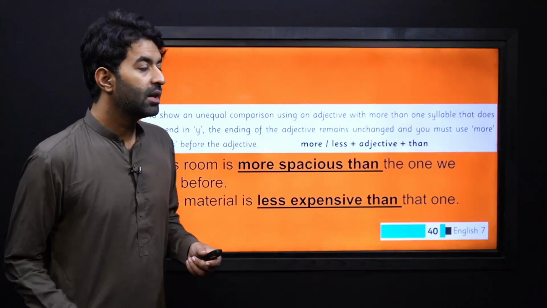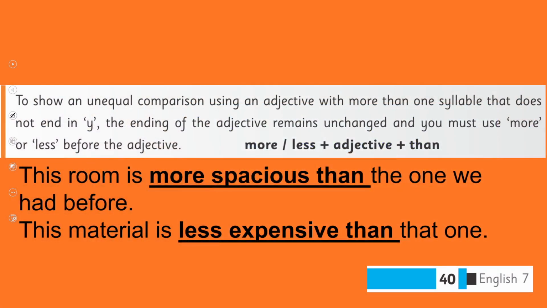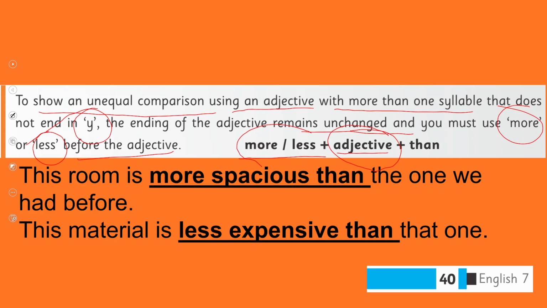Now, let's talk about another situation. So when you have to show an unequal comparison using an adjective with more than one syllable that does not end in Y, the ending of the adjective remains unchanged and you must use more or less before the adjective. Now, in the previous rule, we had a word ending in Y. But when we don't have a word ending in Y and it has more than one syllable, we will be adding more or less and they will come before your adjectives. So the word more or less plus your adjective word and then you add THAN.